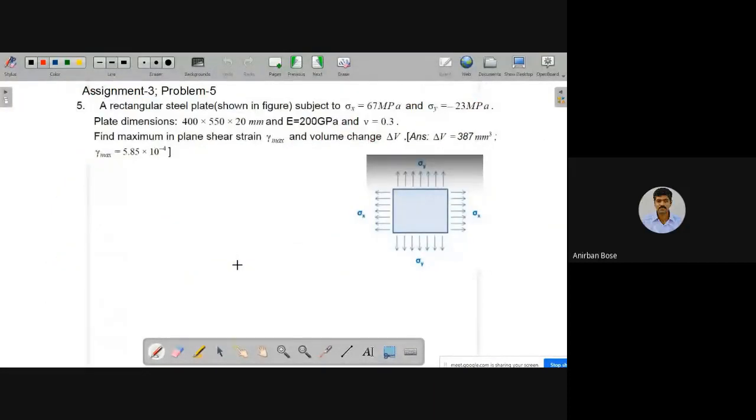Next is the problem: there is a rectangular steel plate which is shown in the figure, and the dimensions of the plate are given, as you can see, 400 into 550, and the thickness is 20 millimeter. And you can see the stresses that are acting on that plate, that is also given. Its properties, the modulus of elasticity and the Poisson's ratio, are known. So what you have to find out is the maximum in-plane shear strain and the volume change.